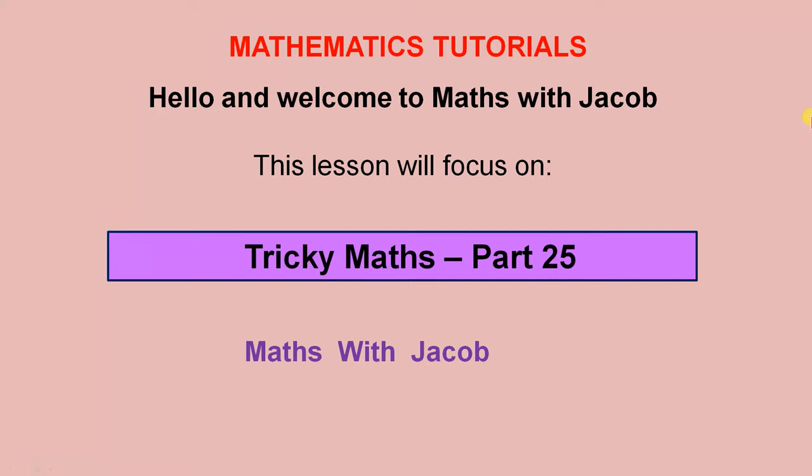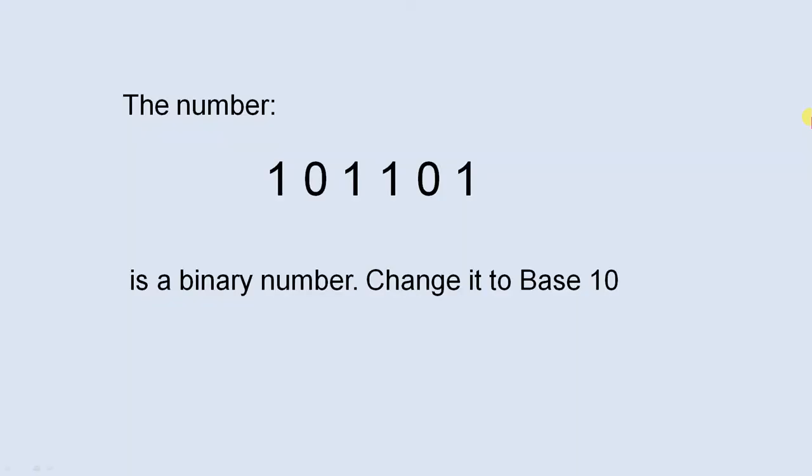This lesson will focus on Tricky Maths Part 25. The number 101101 is a binary number. Change it to base 10.